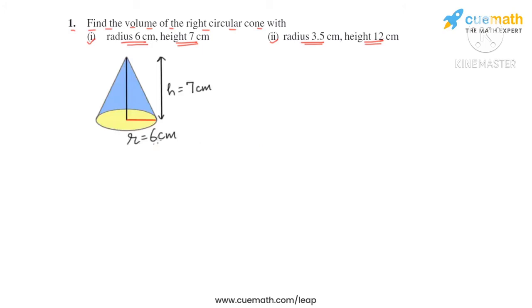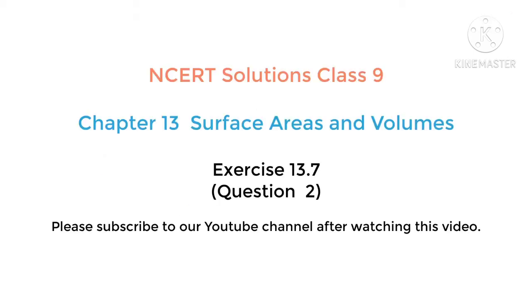Let's do the first part. First part radius is 6, height is 7. We have to find the volume. So volume of a cone, the formula is 1 by 3 pi r square h. Let's substitute the values. 1 by 3 into 22 by 7 into 6 square into height is 7. So this comes out to be 264 cubic centimeters.